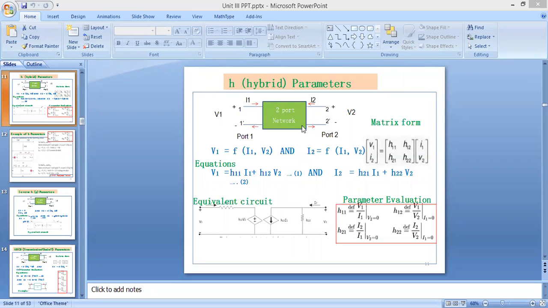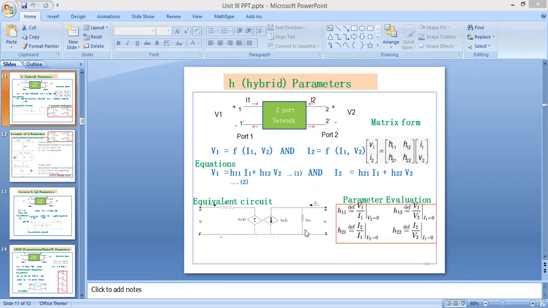Here you can see in this circuit diagram, we are calling this network a two-port network because one port has one terminal at which current is ingoing, and at the other terminal, the same amount of current will be outgoing. So here in this two-port network, we are supposed to study the hybrid parameters.